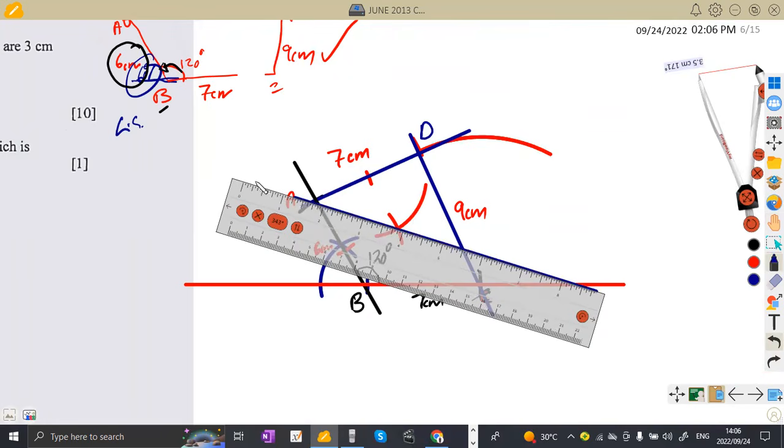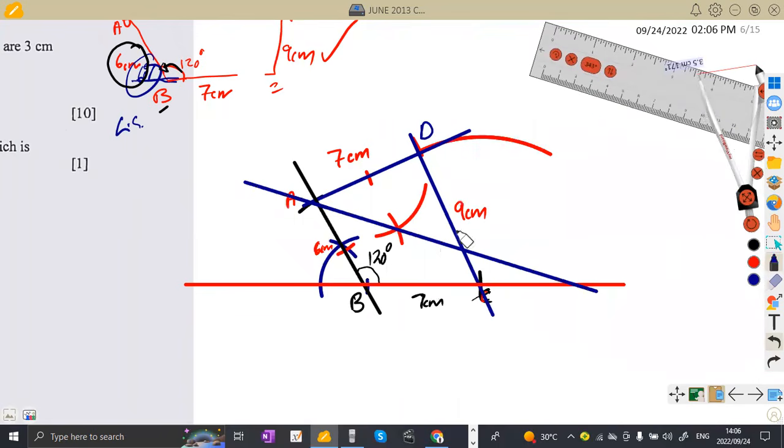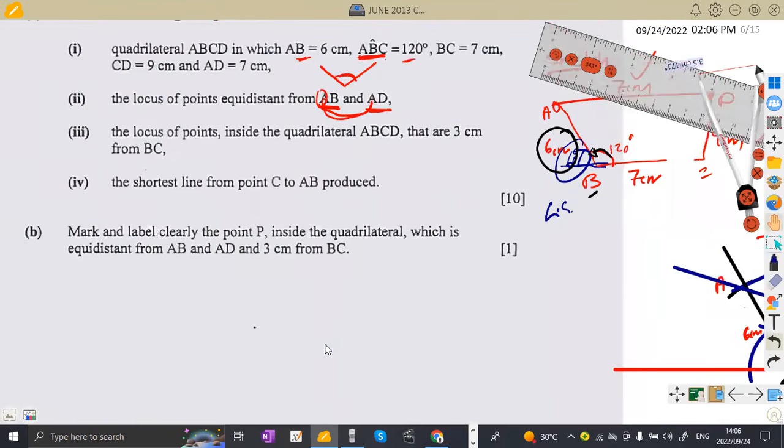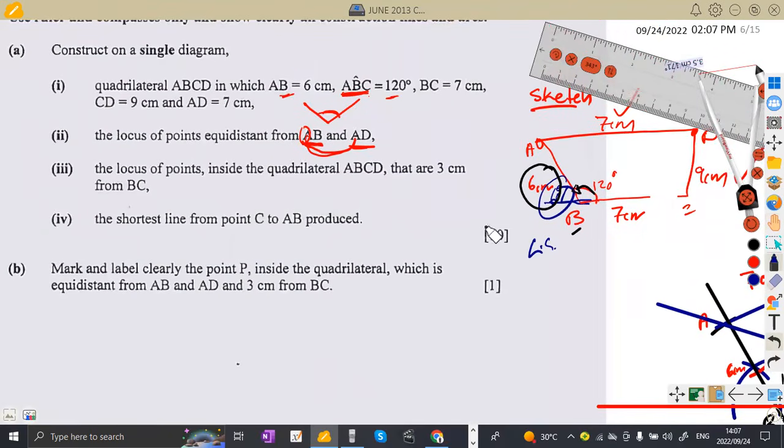Okay, so by doing this, guys, we have bisected this angle that we are given. Okay, so let us cross-check the other question. The locus of points inside, take note, guys, inside the quadrilateral ABCD, that are 3 centimeters from BC. Okay, but they are inside the quadrilateral. Take note, the locus of points inside the quadrilateral ABCD that are 3 centimeters from BC.